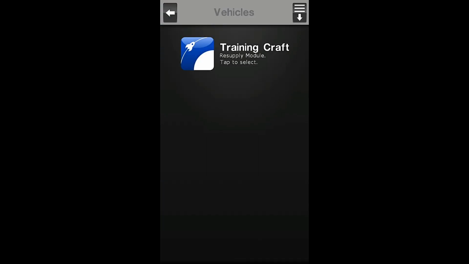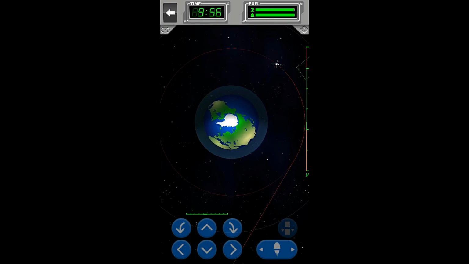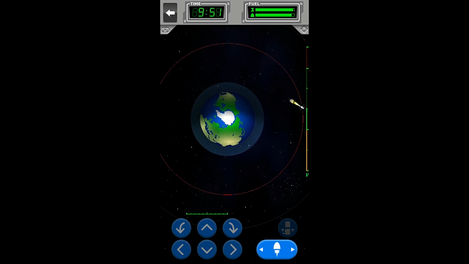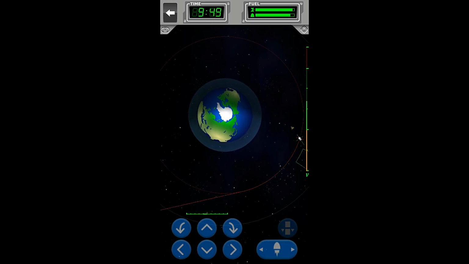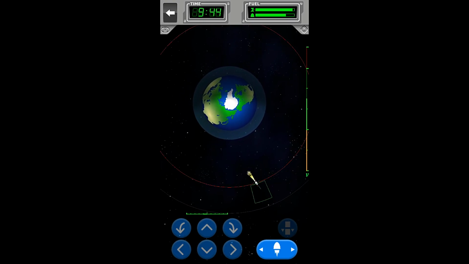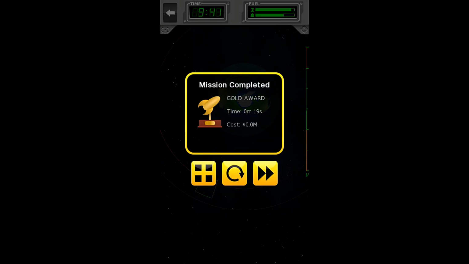All right, so we have a training vehicle. So let us go. Aha. So we are currently not matching its speed, so let's speed up a little bit here. There we go. All right, so then we're gonna let ourselves tilt around. We will match its speed, and we have got the gold award, and we're still spinning. I don't think we've quite matched the speed, but I guess we're close enough.